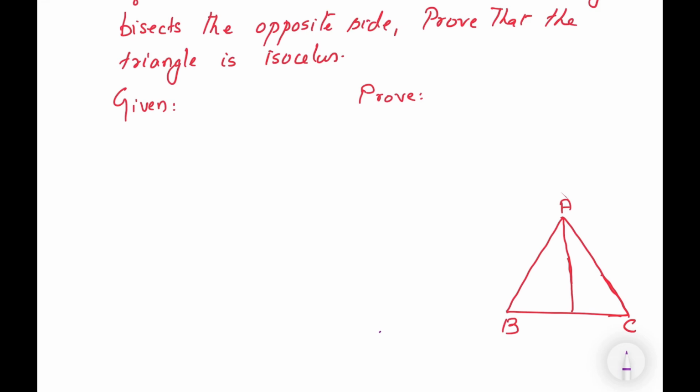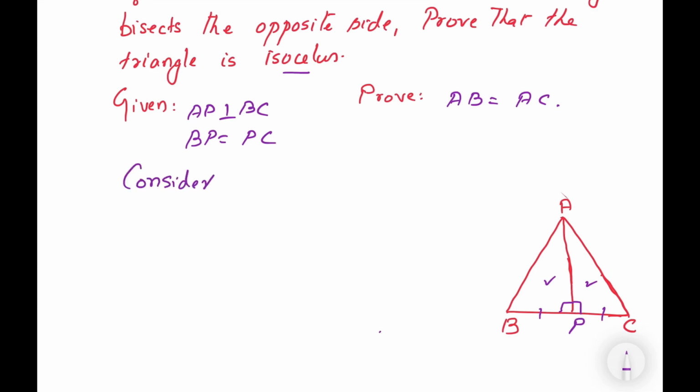So, what is given? The altitude. So, AP is the altitude, so AP perpendicular to BC. And we will put it like this. It is bisecting the opposite side, so that means BP equal to PC. You have to prove the triangle is isosceles, that means AB equal to AC is what you have to prove. Now, you are going to consider the two triangles, triangle APB and triangle APC.